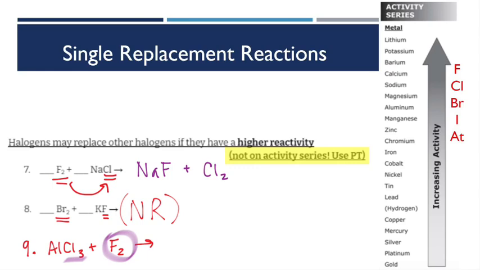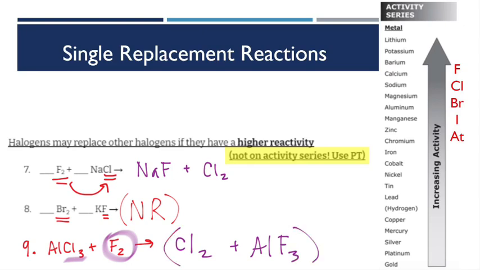So F is going to try and replace Cl, and just like in example 7, it can. So we're going to predict that aluminum is now going to be with fluorine, and if we check our charges, +3 and -1 mean that that is going to be AlF3, and our Cl is now single. And I could have just as easily written that out and been like, oh yeah, fluorine can replace chlorine, so chlorine is now single, and then I have my AlF3 as my other product.